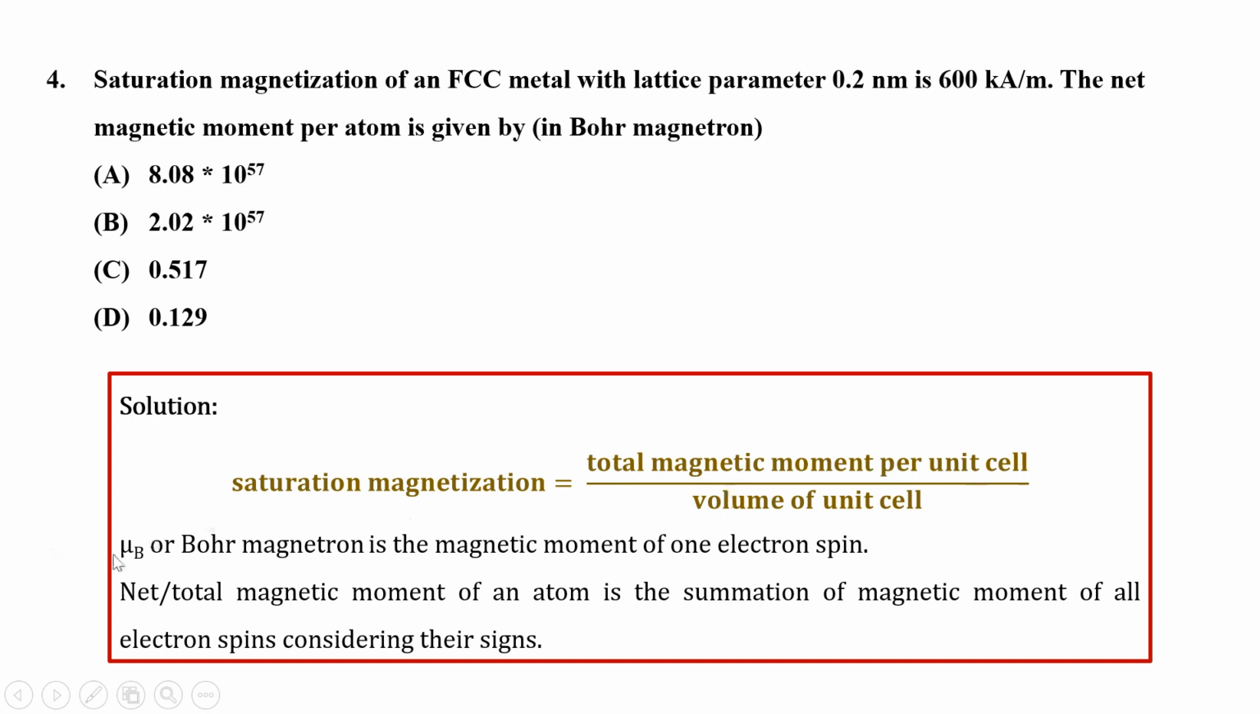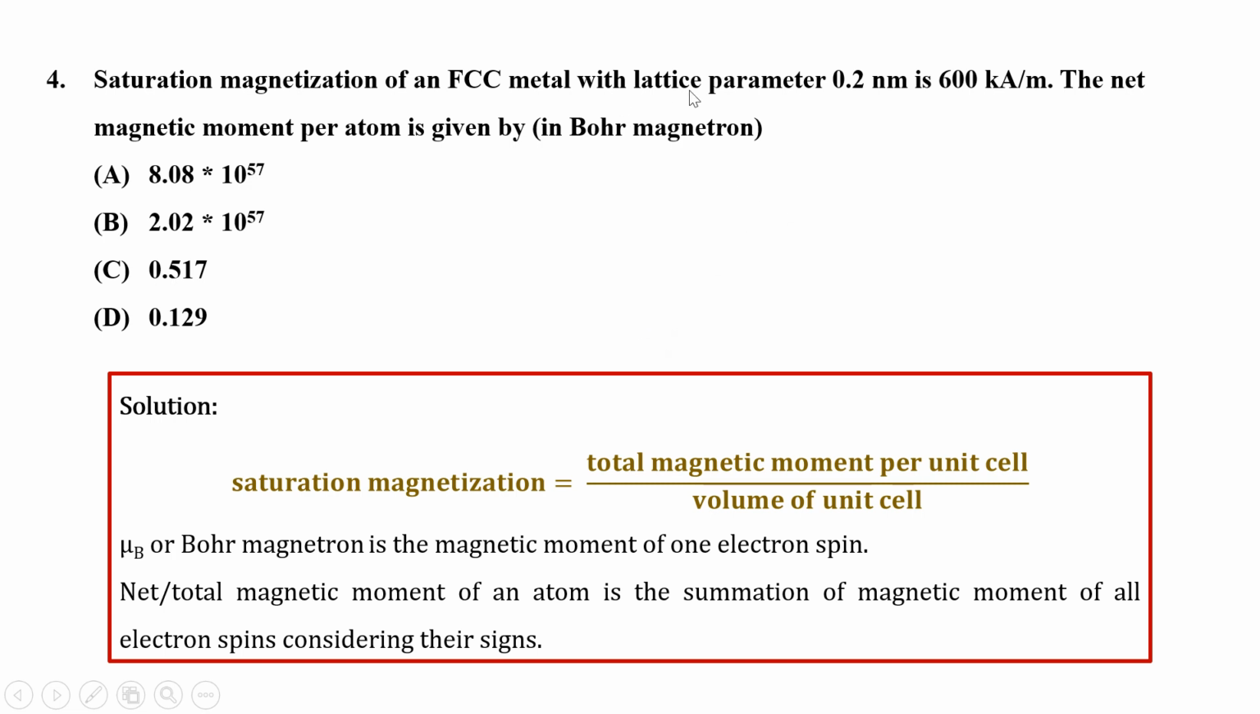So the magnetic moment of all the atoms in the particular unit cell is known as the total magnetic moment per unit cell. And mu B, or Bohr magneton, is the magnetic moment of one electron spin. The net or total magnetic moment of an atom is the summation of the magnetic moments of all the electron spins considering their signs. So basically this question is given such that we have to find the final answer in Bohr magneton. Therefore whatever value we get for the total magnetic moment per unit cell, we need to convert it into Bohr magneton before comparing with these options. That is why it is specifically given that it should be in Bohr magneton.